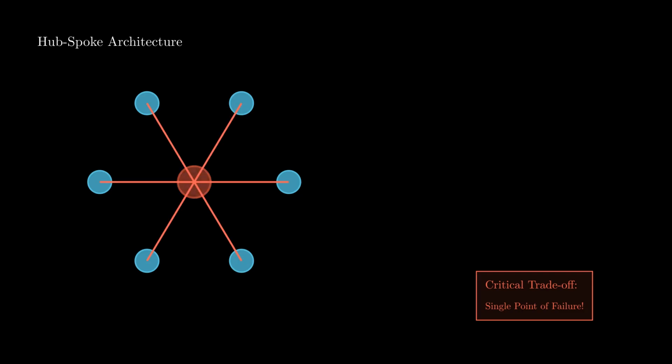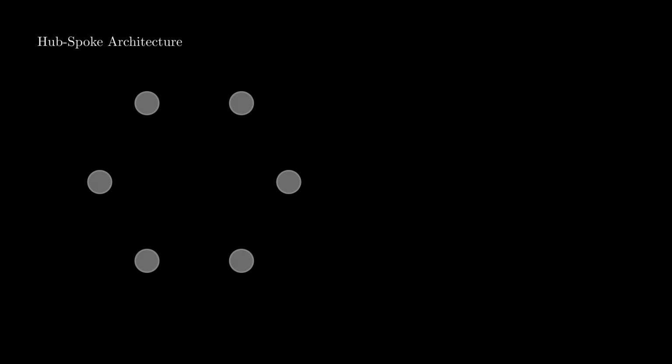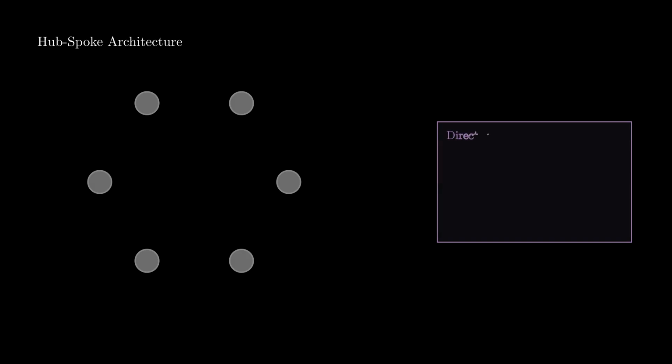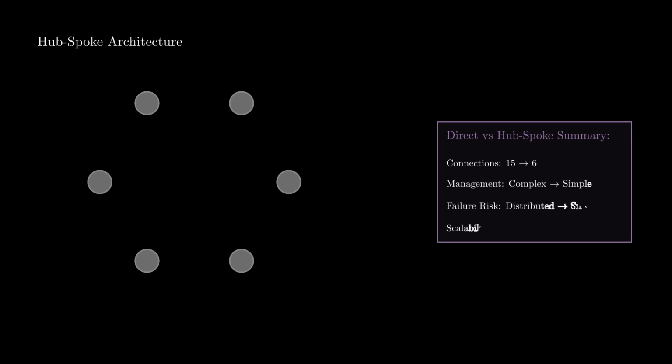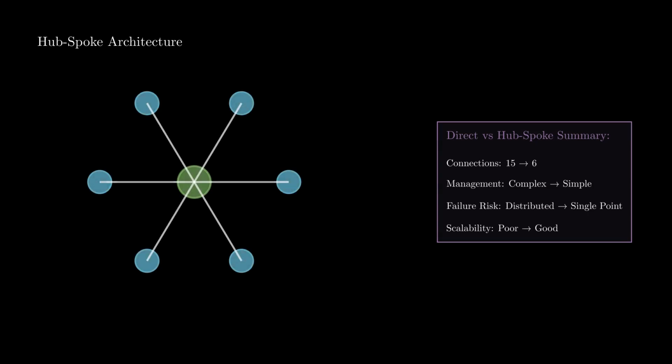When the hub fails, all communication stops. The spoke agents become isolated, unable to coordinate their actions. Hub-spoke architecture dramatically reduces complexity, but introduces vulnerability. It's excellent for enterprise systems that need centralized control and can ensure hub reliability. Next, we'll explore mesh architecture, a solution that combines the benefits of both approaches while eliminating the single point of failure.